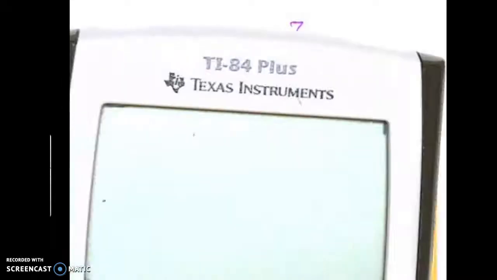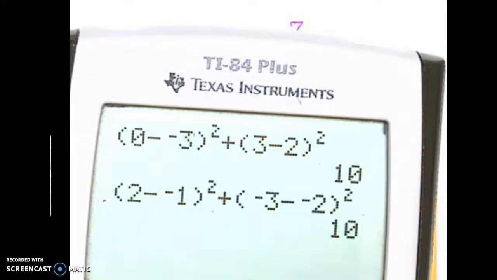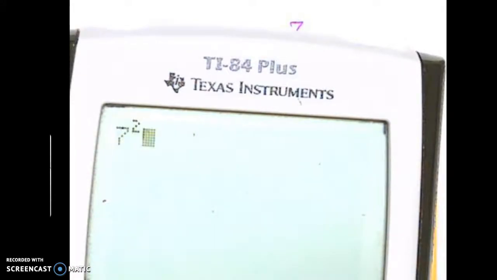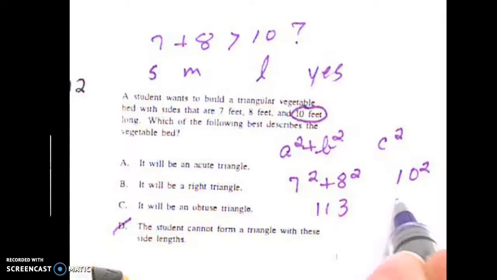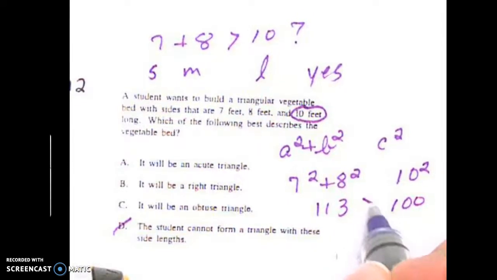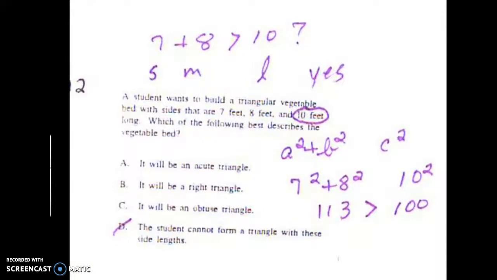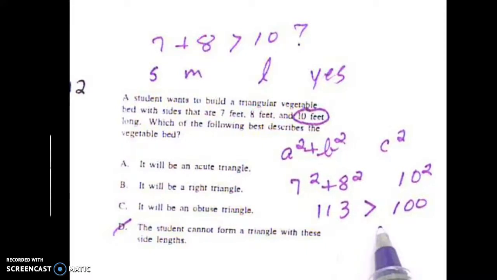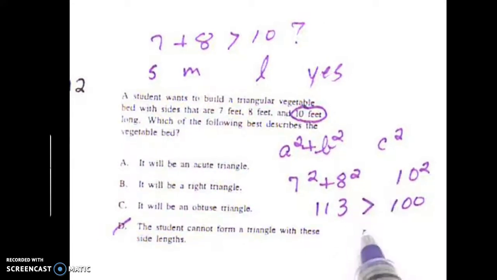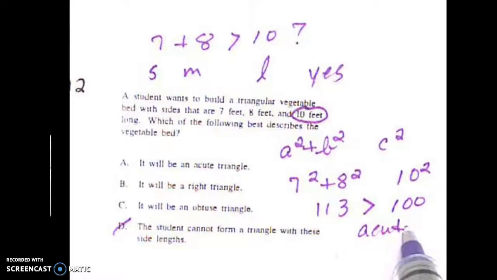So in my calculator, I'm just finding out what 7 squared plus 8 squared is. That's going to give me 113. 10 squared I know is 100. 113 is bigger than 100. If the a squared plus b squared is bigger together than the c squared is by itself, I know that my triangle should be acute.